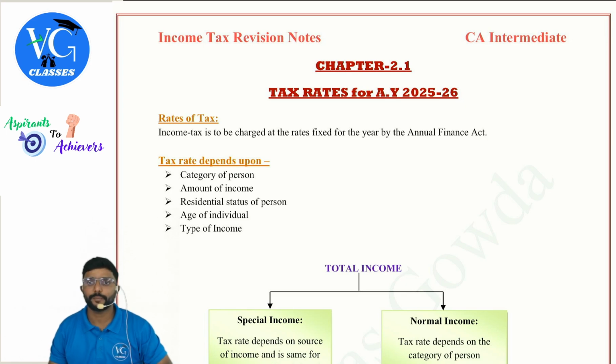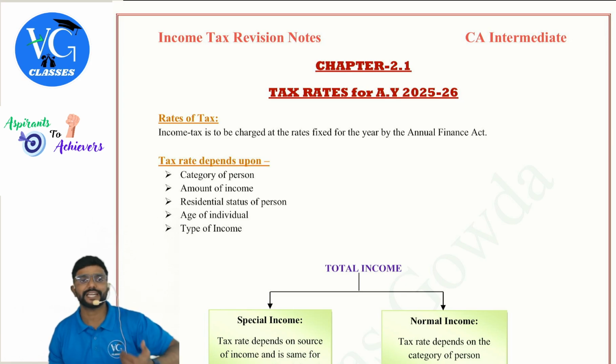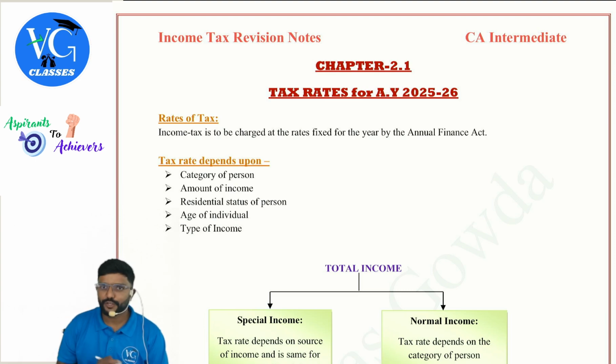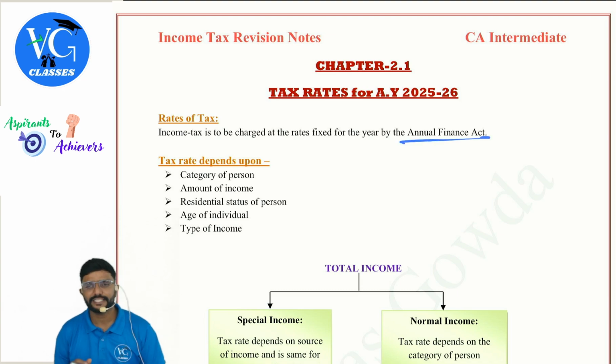Now, we'll start with chapter 2.1, which talks about tax rates. Everything related to tax rates, I have combined in one chapter. That is this chapter, guys. Rates of tax are given in the Annual Finance Act, but not every rate, only the normal rates, whereas the special rates are given in the Income Tax Act itself.